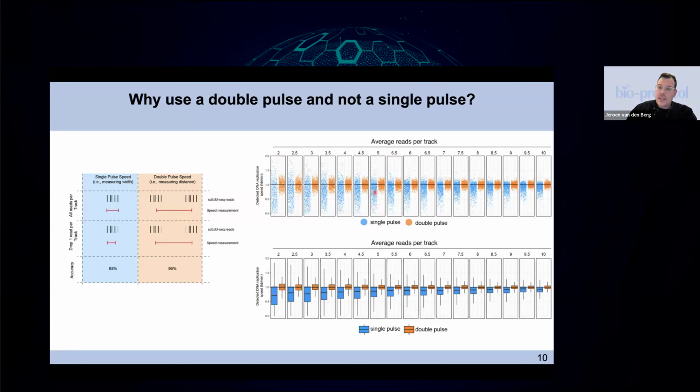So it's here signified as very small points, but here in the bottom it's box plots, so maybe a little bit easier to interpret. You see that if you now have a low number of reads per one of these replication tracks, you start to underestimate these DNA replication speeds in a single pulse experiment, but you do not seem to do this at all if you have a double pulse experiment, basically. So this exercise told us that the best way to measure DNA replication speed was probably using a double pulsing strategy.